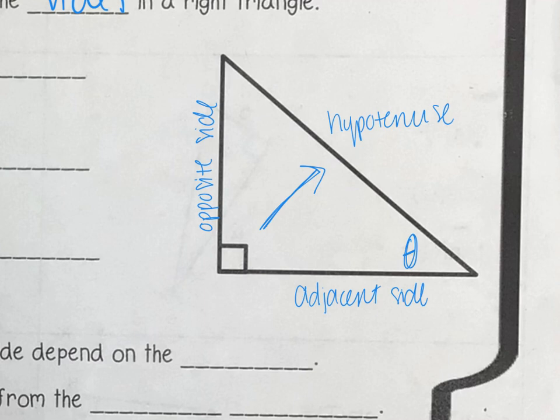But it matters depending on which reference angle you're talking about, because in a right triangle, you could have 2 reference angles. Your right angle will never be the reference angle because it's not changing size, right? A right angle always measures how much? 90. So because it's not changing size, it's never going to be my reference angle. So I could have that blue reference angle, or I can have the red reference angle.